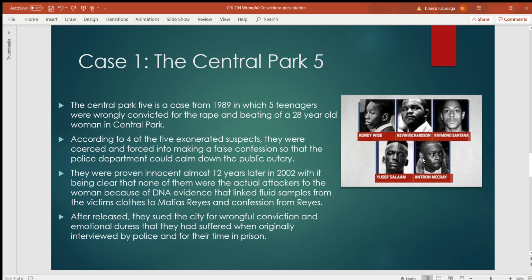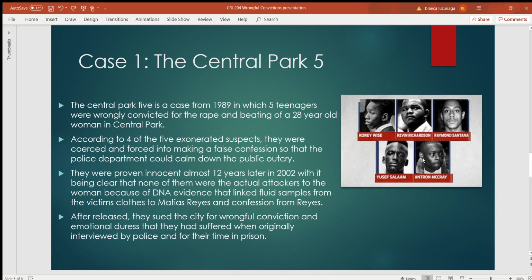One of the cases I chose is the Central Park 5. This is a case from 1989 in which 5 teenagers were wrongfully convicted for the rape and beating of a 28-year-old woman in Central Park. According to the 4 suspects, they were coerced and forced into making a false confession so that the New York City Police Department could calm down the public outcry.